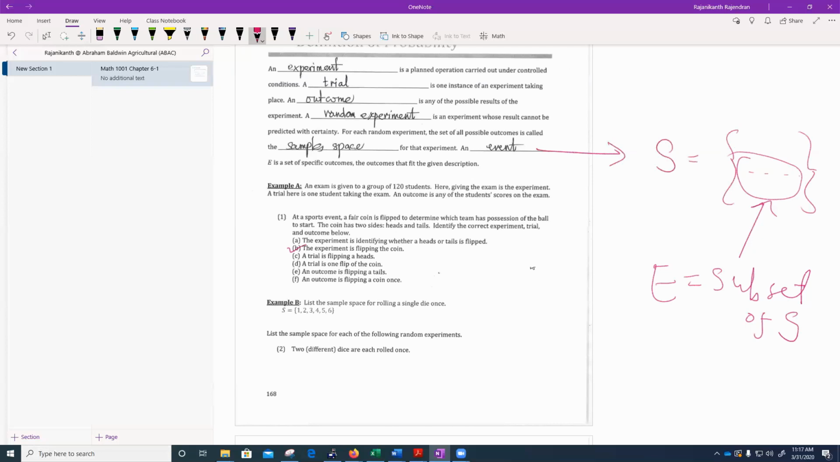D. Yes. Trial means what? You are looking only at one incident among those experiments. The experiment says that you are going to flip a coin so many times maybe, but if you look at only a single time, which is called your trial. So you are flipping a coin only once, which is a trial. Trial stands for the singular, so it's going to be D.